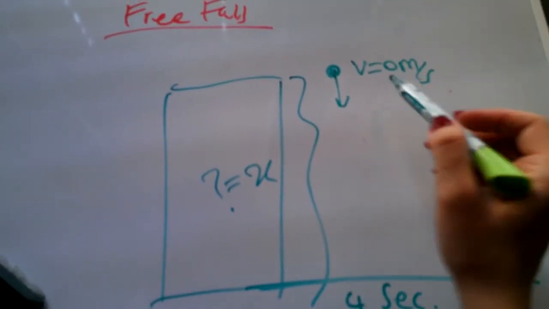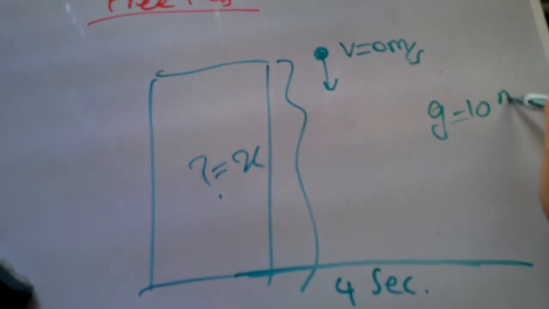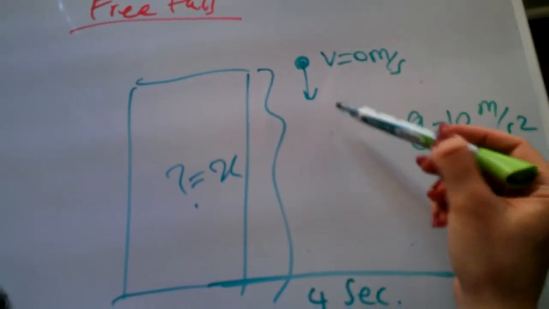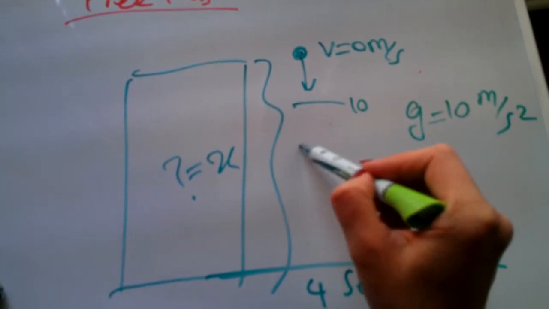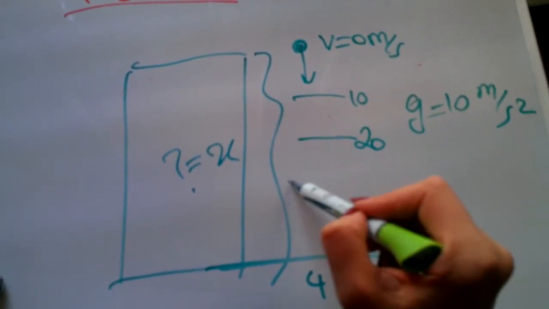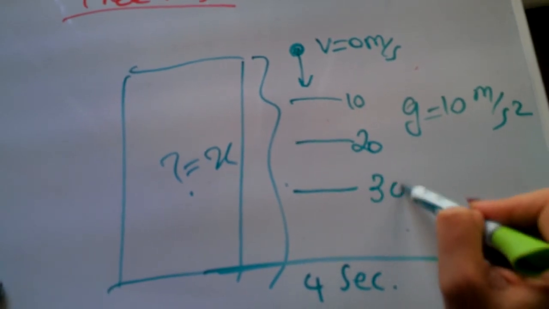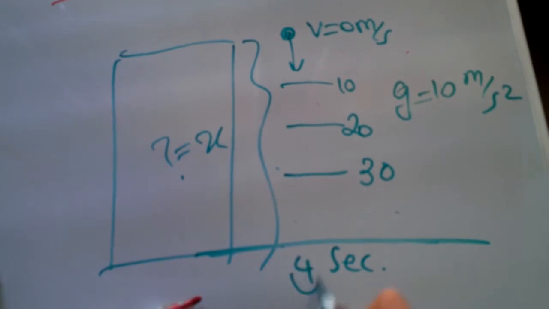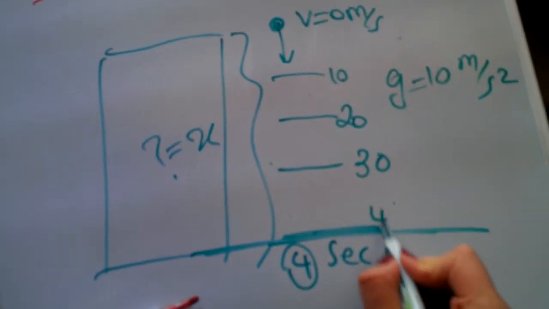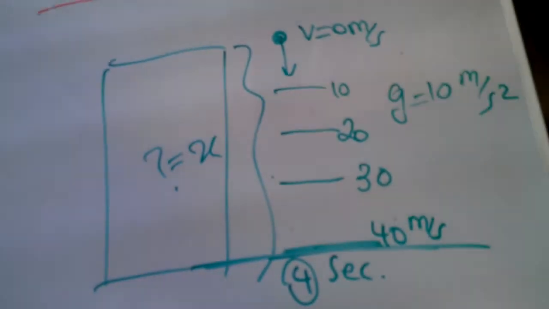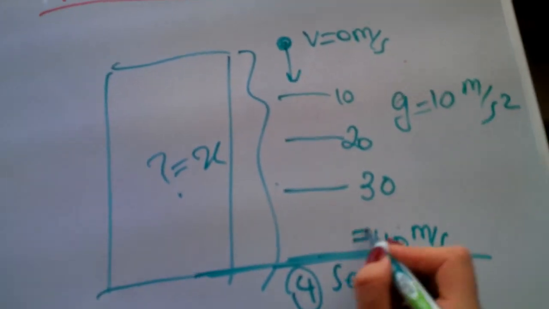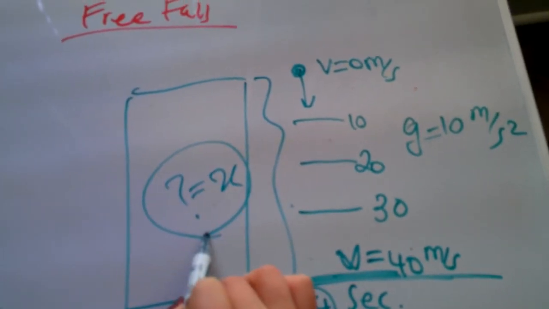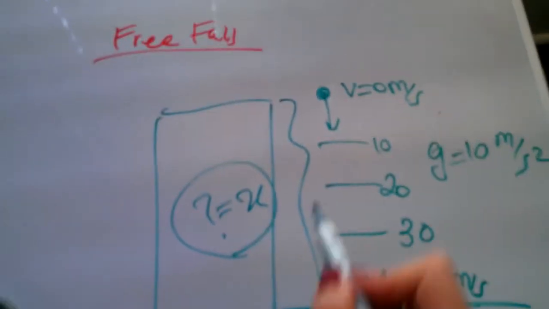So, of course, if you know g is 10 meters per second squared, then after the first second, it becomes 10 meters per second. After the second, it becomes 20 meters per second. After the third second, the velocity becomes 30 meters per second. And after the fourth second, when it hits the ground, the velocity is 40 meters per second. But now, fine, that's the final velocity. How would I search for the height of this building?